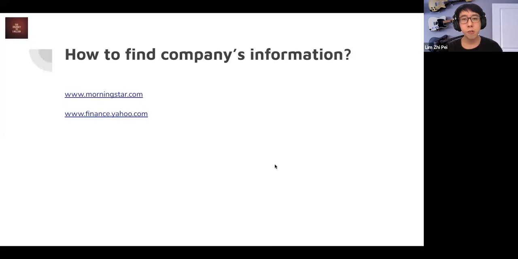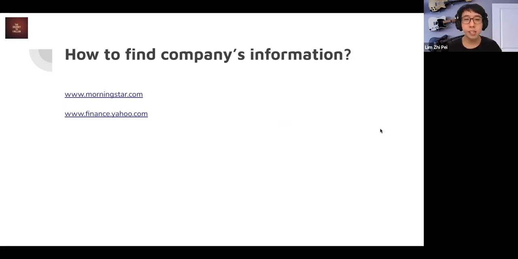And the next thing is how to find the company's information. The first one is you can go directly to the company's website to read their investor relations. They will update everything on their website. Other than their website, you can go to morningstar.com and finance.yahoo.com to look at the company's balance sheet as well as financial health. All these we have actually gone through in the past. So if you want to read in more detail, you can do so. Later on, we can share the link.